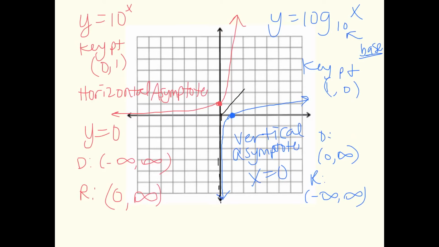Now, if you look, these graphs are inverses of each other. They're reflected over this y equals x line. See, so this key point, 0, 1, the inverse of this point is the key point of your log, 1, 0. And they're reflections of each other. A horizontal asymptote, y equals 0. It's got an inverse asymptote at x equals 0 over here. The domain of the exponential is the same as the range of the log, whereas the range of the exponential is the same as the domain of the log. So exponential and logarithmic functions are inverse functions.